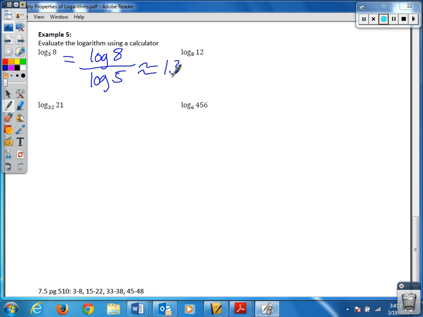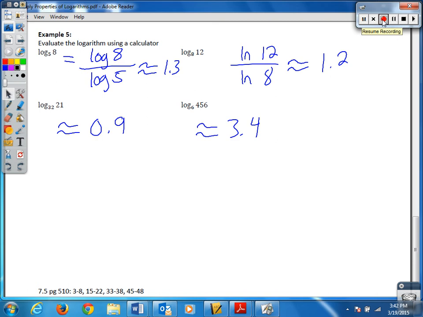Log base 8 of 12, okay, so we can write this. Let's do this with a natural log, because again, it doesn't matter which log you use. You can do either one. So let's do the natural log of 12 divided by the natural log of 8. And we get approximately 1.2. And there's the other two right there to check. Make sure you can do those in your calculator.